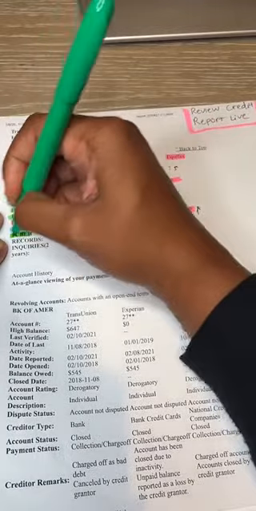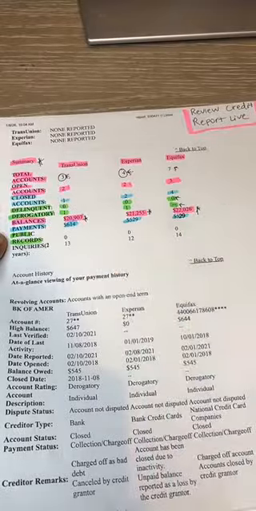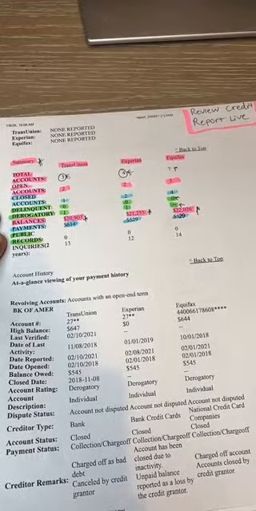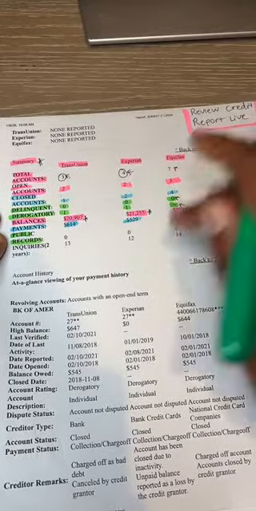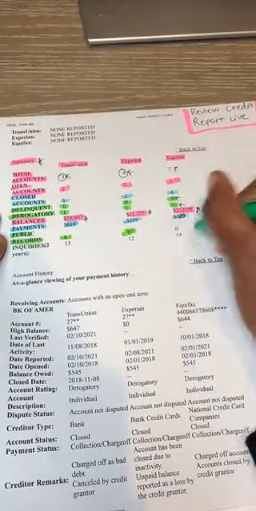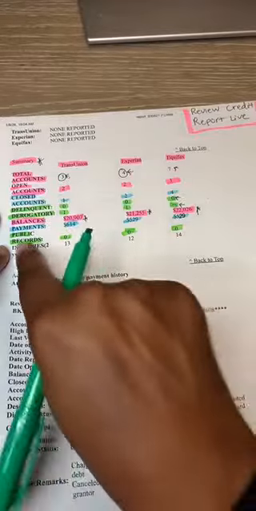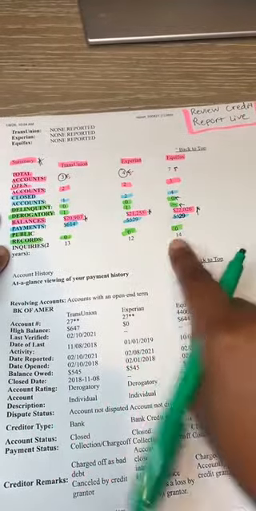Now, the next section, which most people do not have, but some people do, is the public records. This is your bankruptcies that you have filed. For this person, they do not have any bankruptcies. That's neither a good nor bad thing, but they do not have any bankruptcies listed.